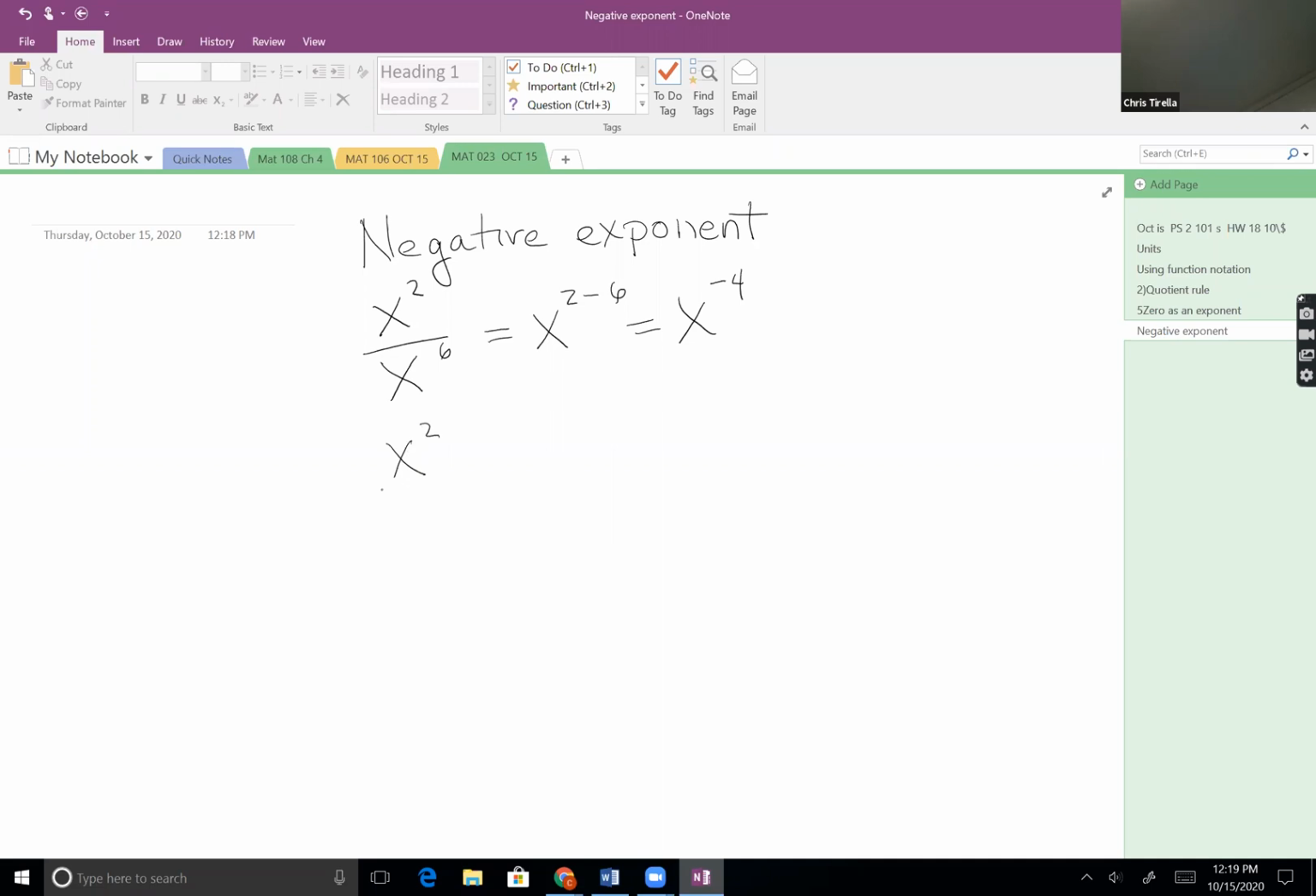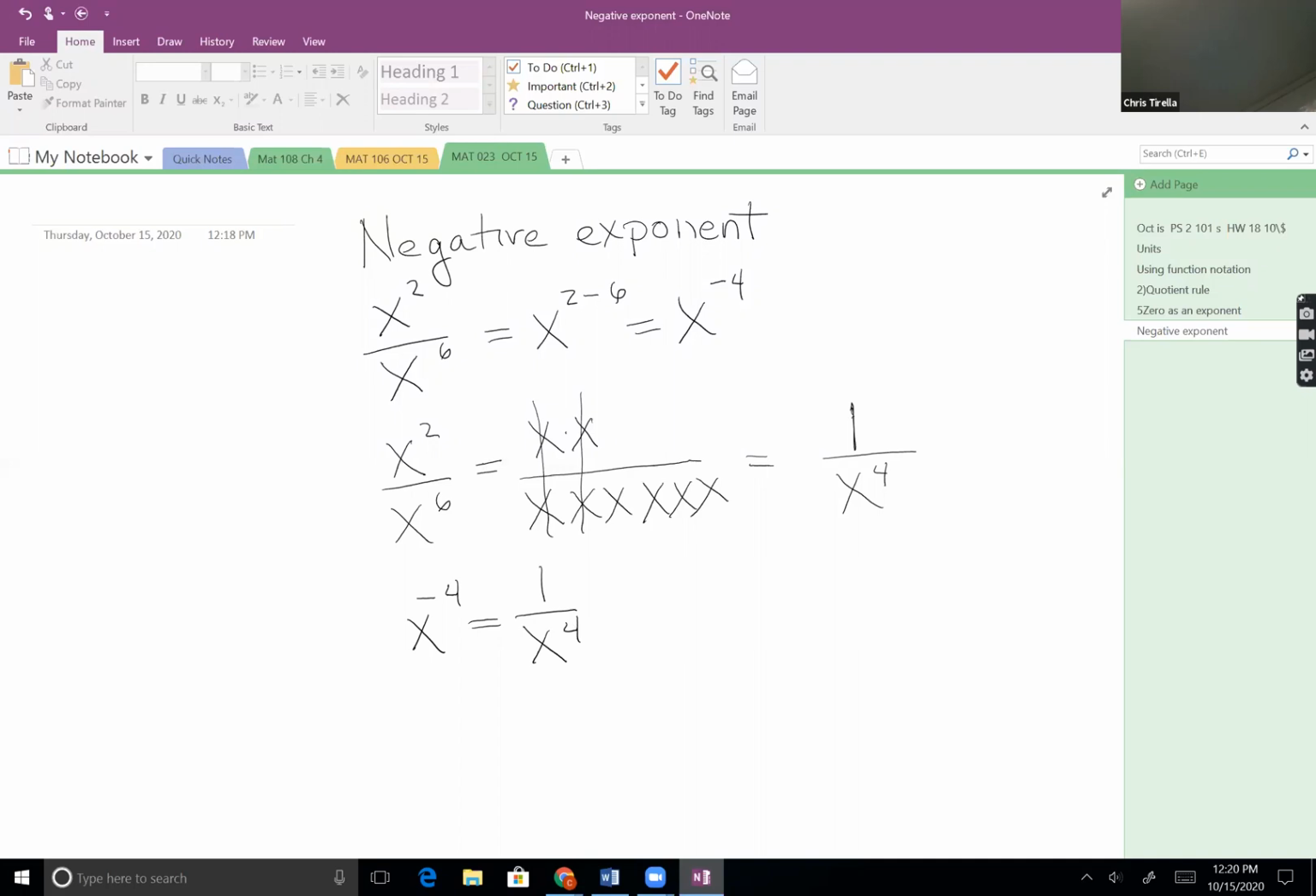Well, I want to revisit that x to the second over x to the 6th. And I'm going to see that as 2 factors of x in the numerator and 6 factors of x in the denominator. And I can divide out 2 x's from each. And so that's going to leave me x to the 4th in the denominator. And when I divide anything by itself, I'll be left with 1 in the numerator. So putting the pieces together, x to the -4th is going to mean 1 over x to the 4th.